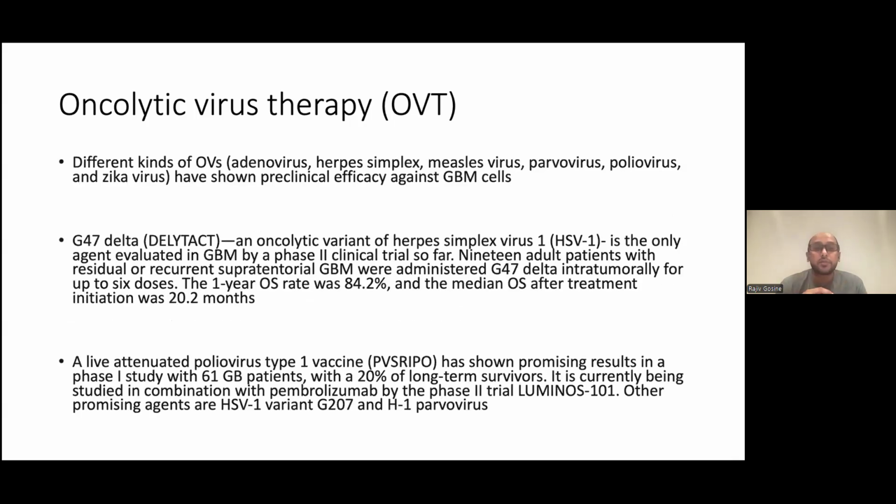So there are different types of oncolytic viruses that they use in clinical practice or in trials: the adenovirus, herpes simplex 1, measles virus, parvovirus, the poliovirus, and the Zika virus. And they all have shown preclinical efficacy against GBM cells.